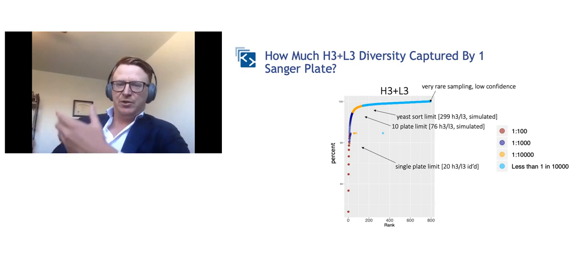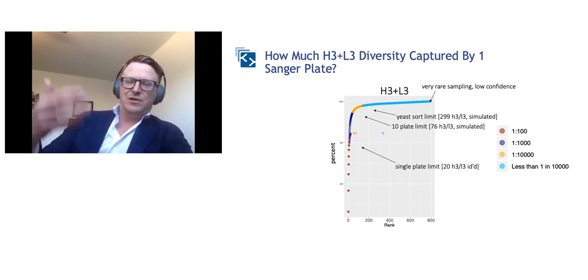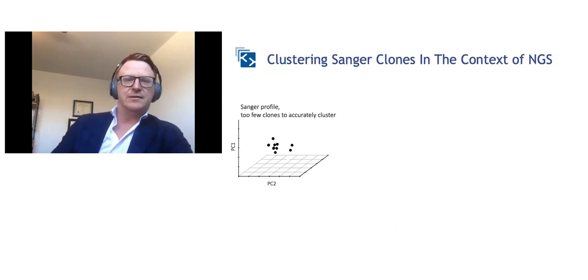So obviously, the more you sample, the more you're going to capture. It's just that you have to do a lot more sequencing, and sequencing comes at a cost. A single plate costs close to about $1,000 in the Sanger setting. Another thing, as I alluded to before, is clustering your low throughput output in the context of NGS.